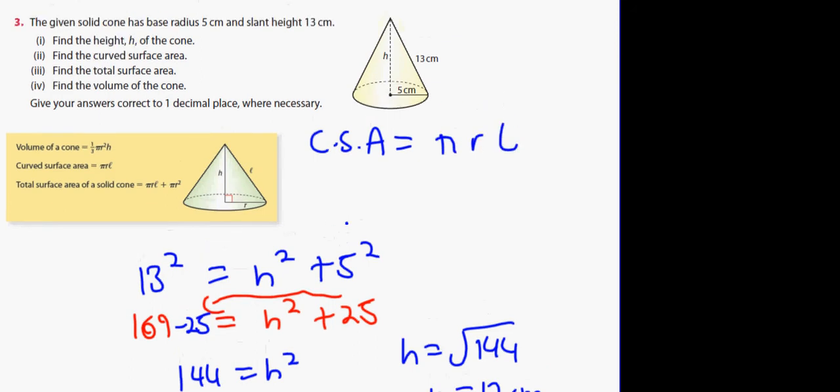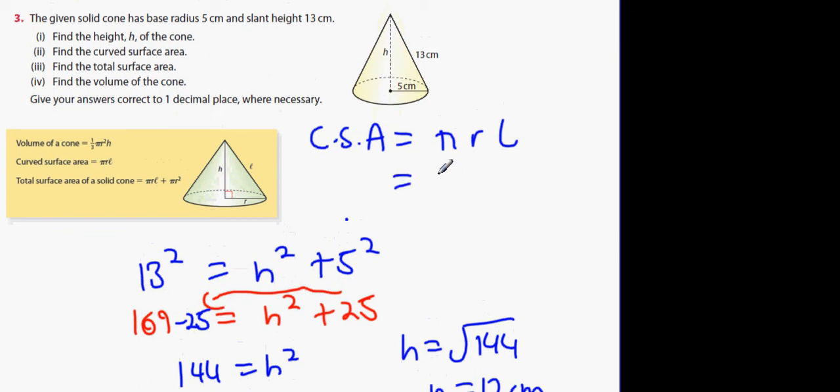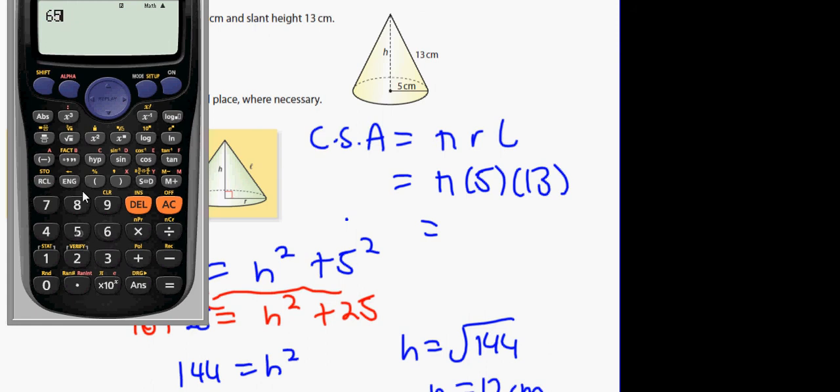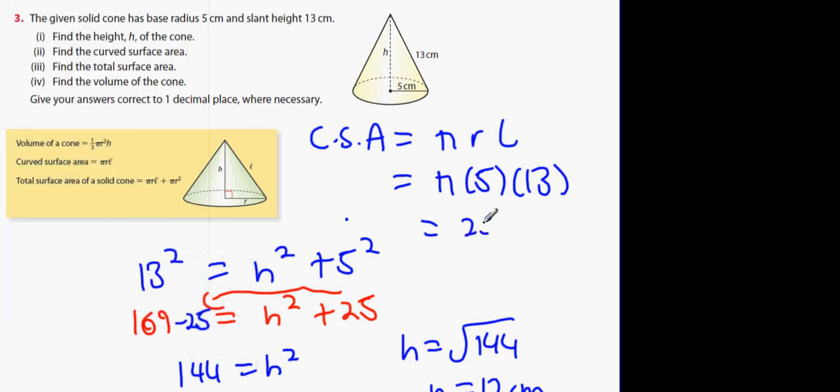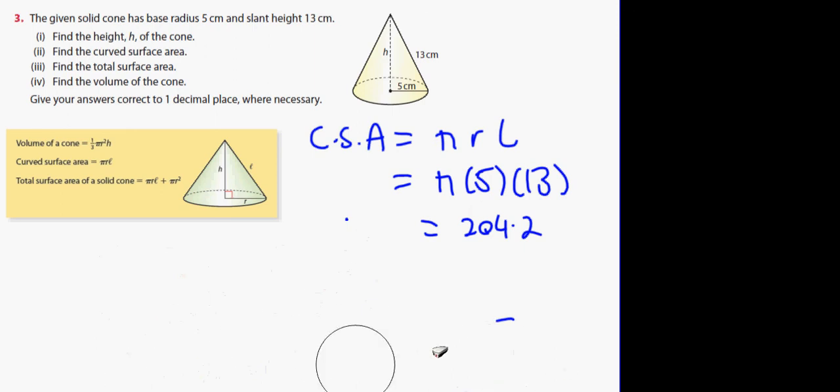Does it want me to use pi in my calculator? Probably does. So it's pi multiplied by 5 multiplied by 13. And what do we get for that in our calculator? Change 65 pi into decimals. 204.2. 204.2 centimeters squared or cubed? Anybody? It's an area, centimeters squared or cubed? You can also count how many lengths you multiplied by each other. You multiply 2 lengths by each other, so it's going to be centimeters squared.